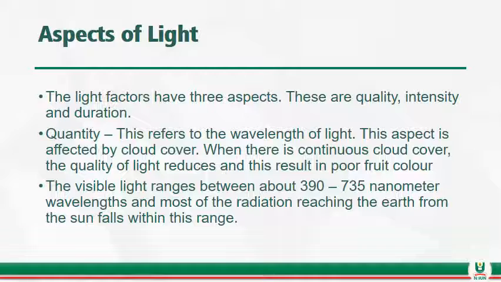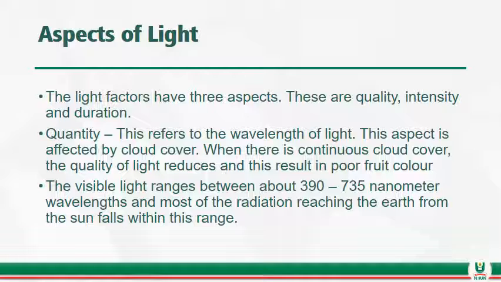What are the aspects of light? We have three aspects of light, like I said previously: the quality, the intensity, and the duration. When we are talking about the quality of light, we are referring to the wavelength of the light. So this is the aspect that is affected by the cloud cover. When you look into the sky, you see a lot of clouds, then you know that cloud will prevent light from being made accessible to plants.